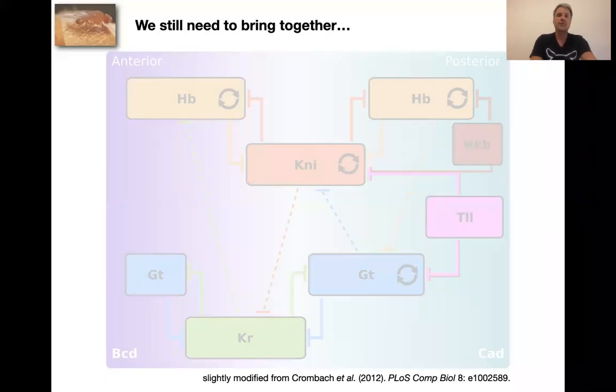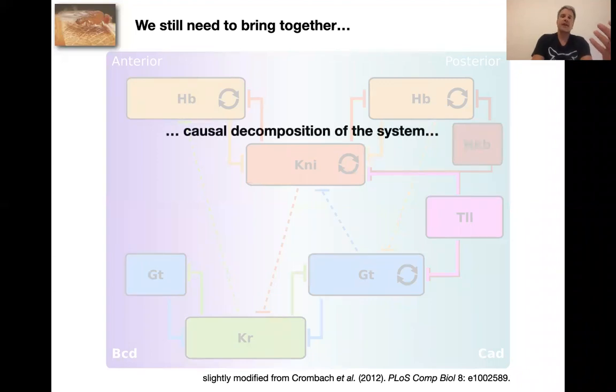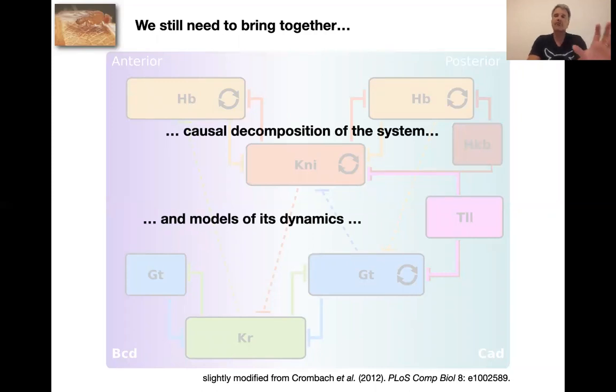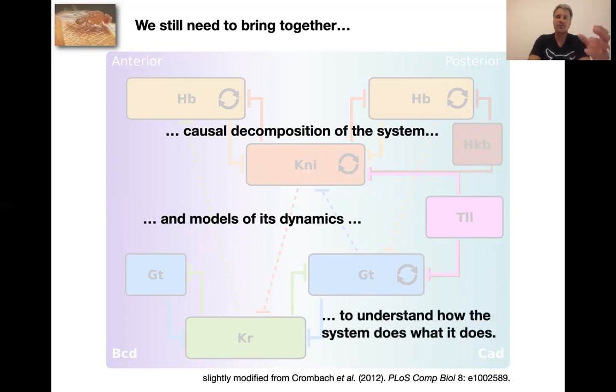So to wrap this up, we still have this task of bringing together causal decomposition of the system by genetics or causal modeling and models of its dynamics. Okay, and I think that's the crucial task for understanding how the system does what it does. And this is the aim of dynamic mechanistic explanation. And beyond that, as we'll see in the next module.